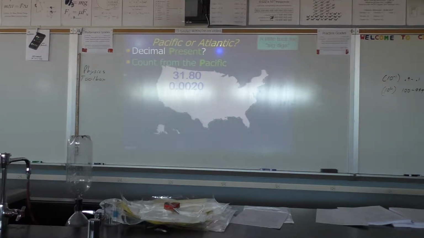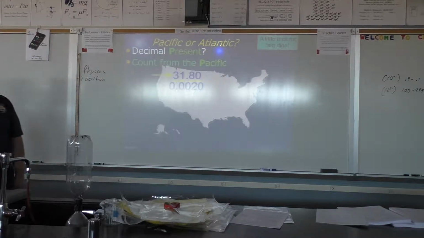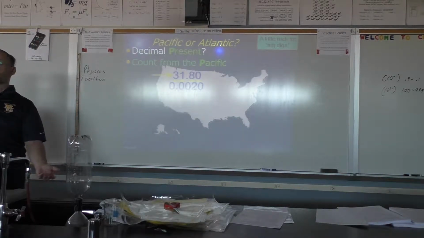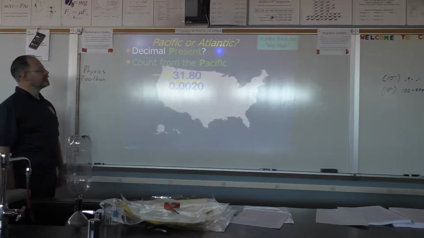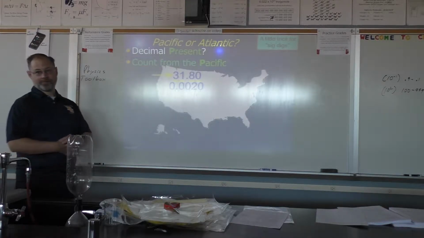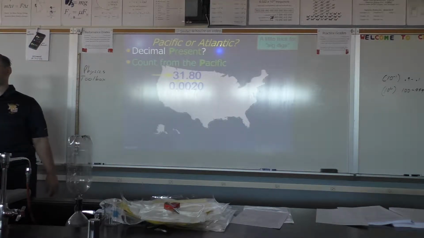Yep, 4. Because you start counting from the Pacific and it has 1, 2, 3, 4 digits of significance. Make sense? Now look at the next one. How many numbers of significance does the next one have? And this is where the trick comes in really handy.